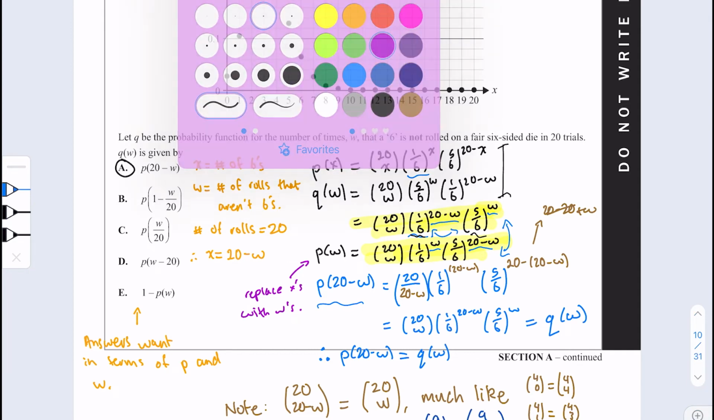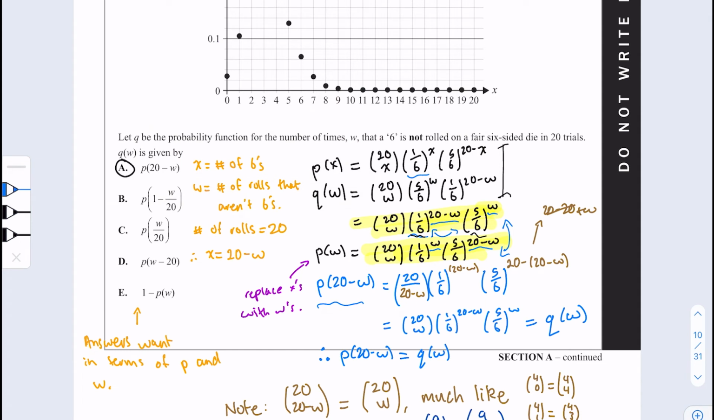Okay, so now we know X is equal to 20 minus W, right? So now we know that P of W is already pretty close to Q of W. But if we want to make them the same, we're going to find P of 20 minus W. And that's still equal to X, right? 20 minus W is still equal to X.